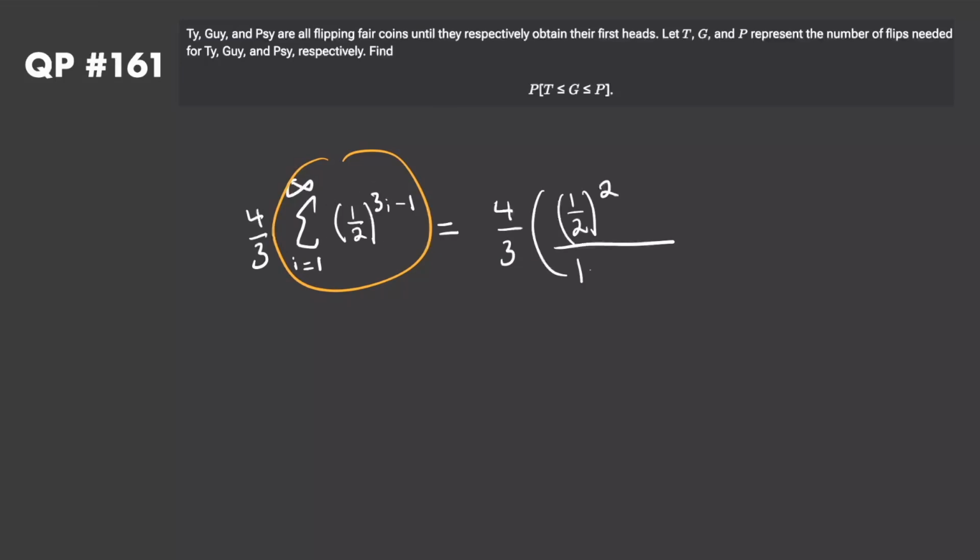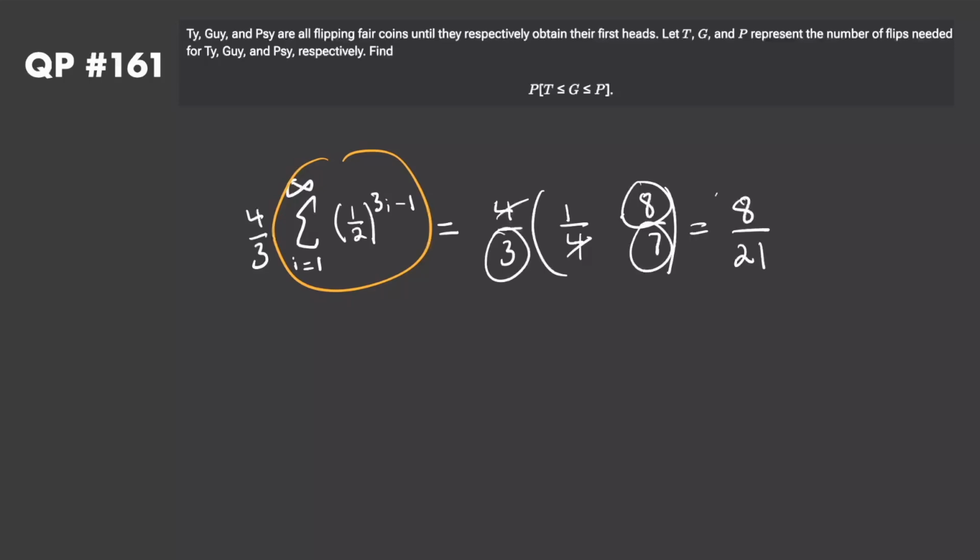So now we take this over 1 minus 1/2 to the power of 3, which is just going to be 1/8. 1 minus 1/8 is going to be 7/8. Dividing by 7/8 is just multiplying by 8/7. So now we have a pretty simple formula. 1/2 to the power of 2 is just going to be 1/4. So these 4's will cancel, and we'll just have 8 divided by 3 times 7, which is equal to 8 on 21, which is the final answer.